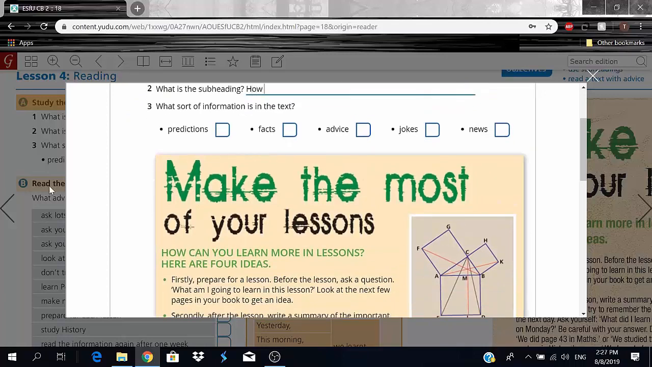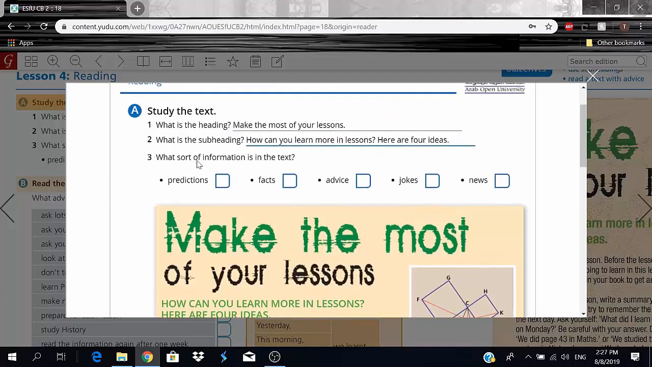How can you learn more in lessons? Question mark. And then we'll say here are 4 ideas.